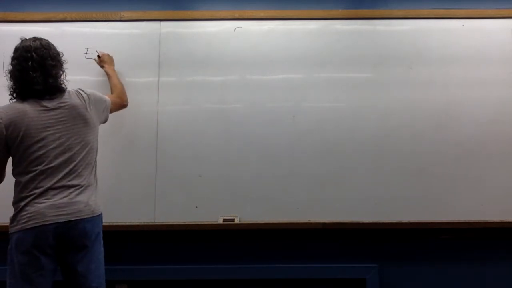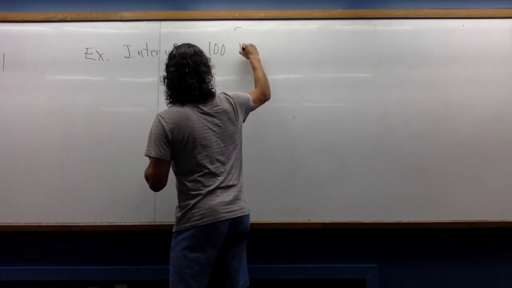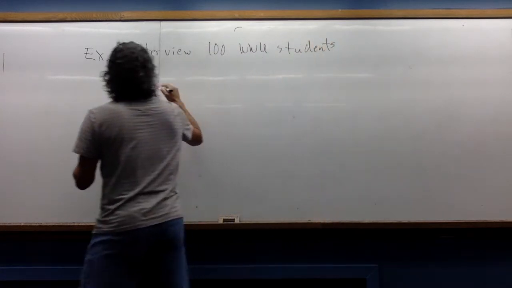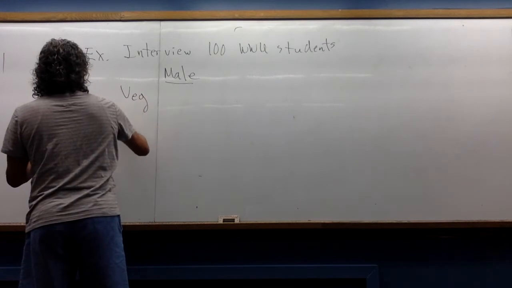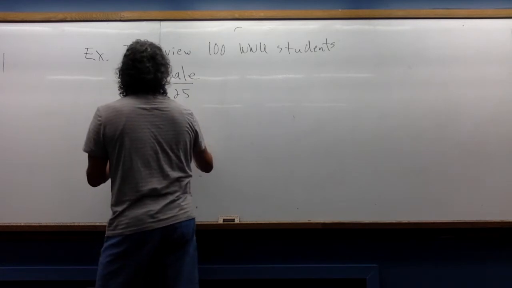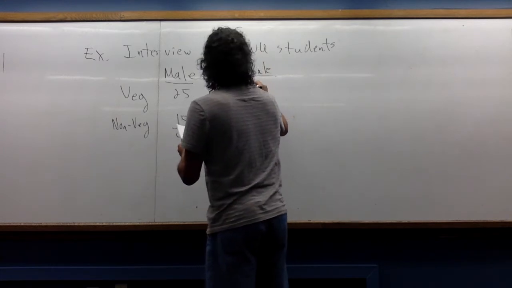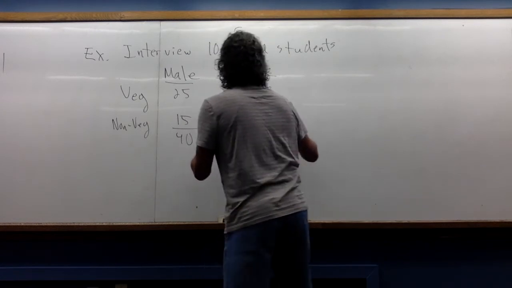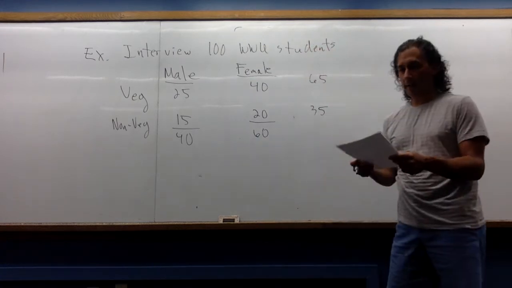Let's say you interview 100 WWU students regarding whether they are vegetarians or not. So we have vegetarians, non-vegetarians. In this group of 100 students, 25 happen to identify themselves as male, 40 identify themselves as female, and I'm just putting the totals of each row and each column.